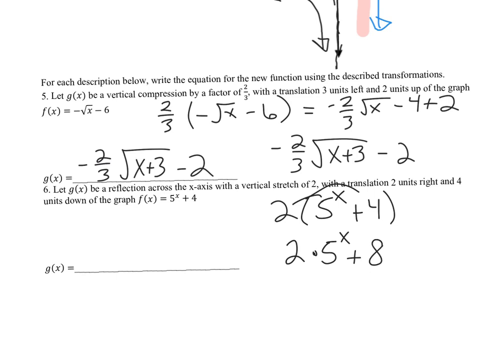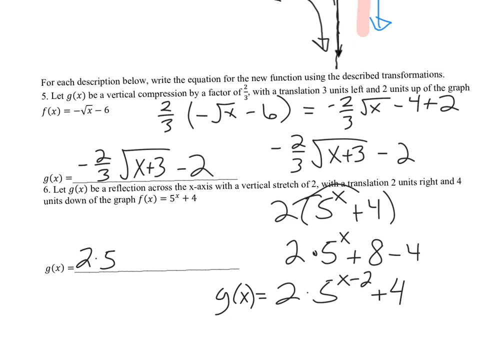Now, let's go ahead and do the translation of 2 units to the right. So if I want to go to the right, that means I have to subtract. So I have x minus 2, and 4 units down. So that means I need to subtract 4 from this 8. So I have 8 minus 4, that's going to be plus 4. Okay, so that's my new function. That's my new g of x. So I have 2 times 5 to the x minus 2 plus 4. And so that is how we write in those transformations to the f of x's.